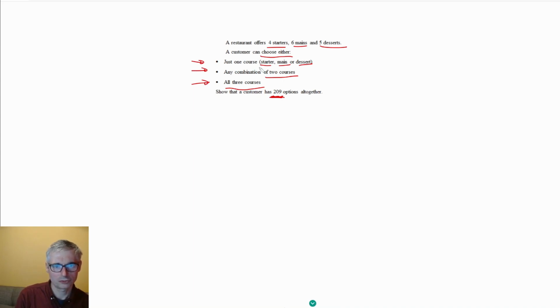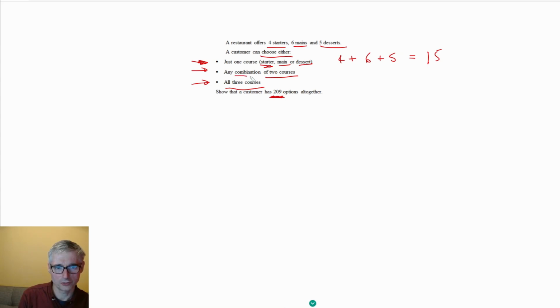So choosing just one course would mean that we've actually got either, if we're choosing starter, we've got 4 starters, and this time I'm going to add them because these are only one course. So we've got either 4 starters, 6 mains or 5 desserts. So if we chose this particular option of just one course, we'd have 15 different options there.